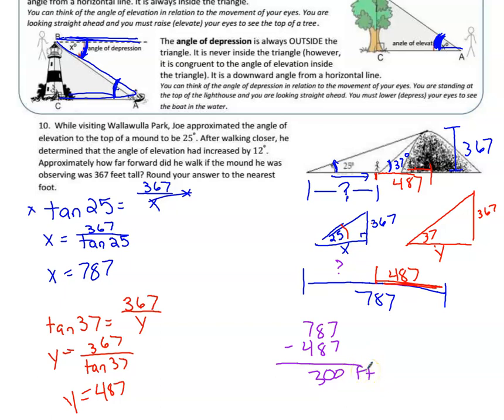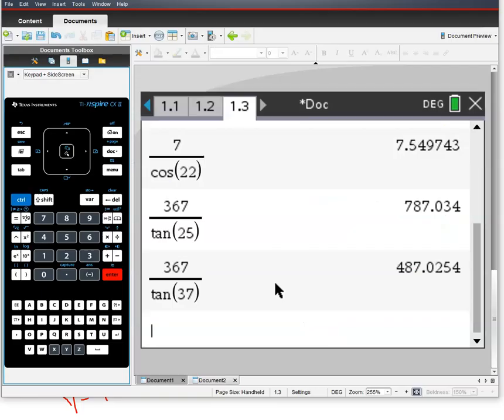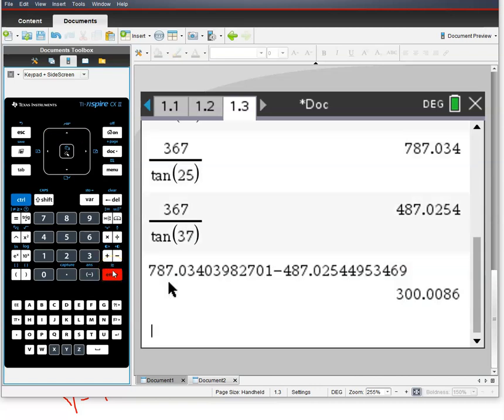And instead of rounding to the nearest whole number, I think we're okay, but you really should have used the decimal numbers before. I shouldn't have rounded before the final answer. So I could double check that. Let's take the long decimal minus the other long decimal, and that way I don't get round-off error. But it still rounds to 300 exactly, so we're okay on that one.